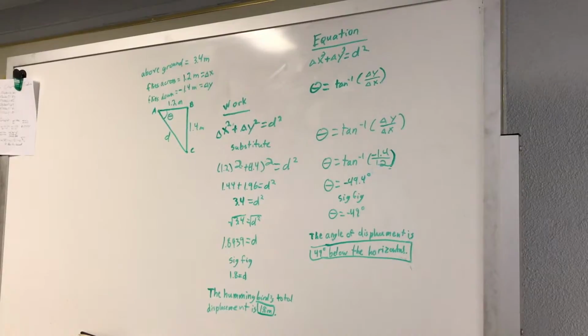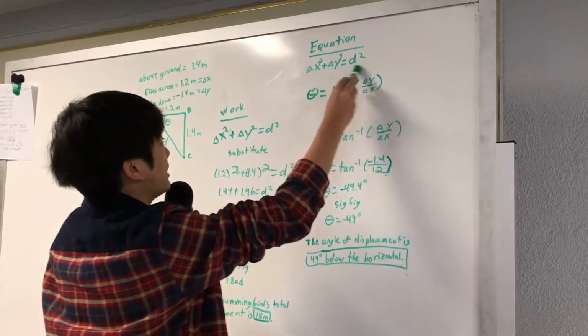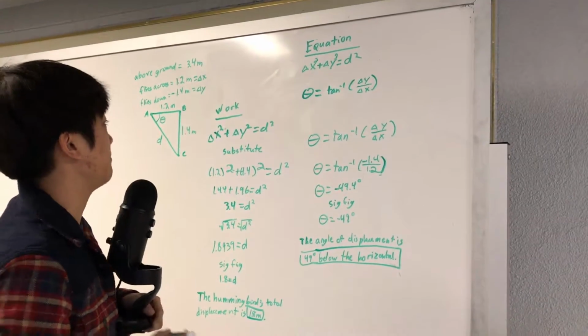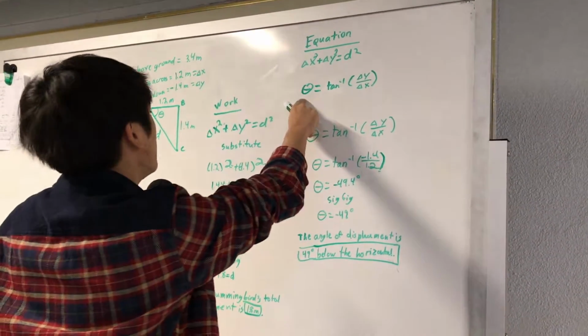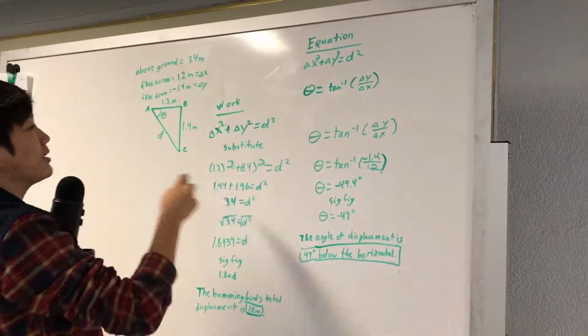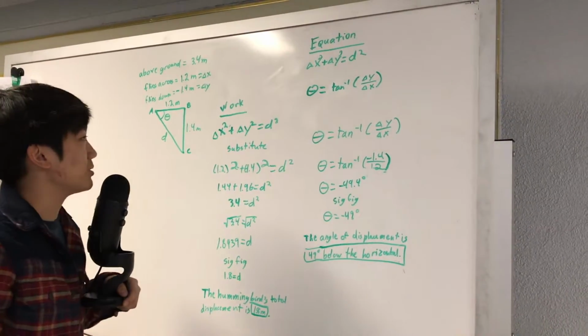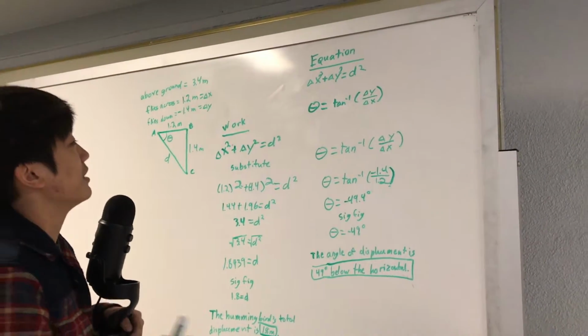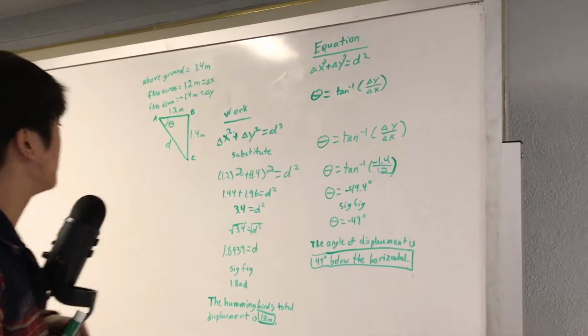Okay, so here are the equations. This is of course the Pythagorean theorem: delta x squared plus delta y squared equals displacement squared. And this is the equation to find the angle, theta, which equals inverse tangent of delta y over delta x.